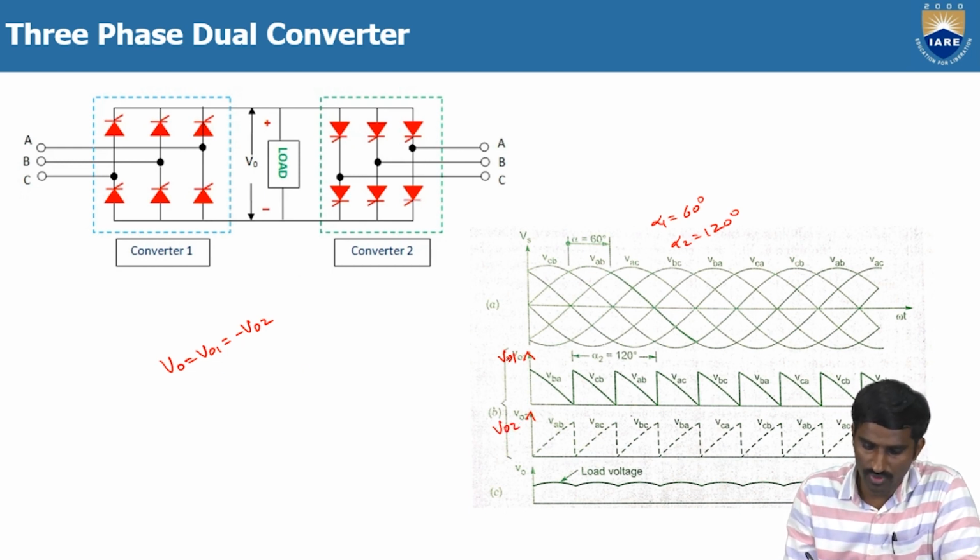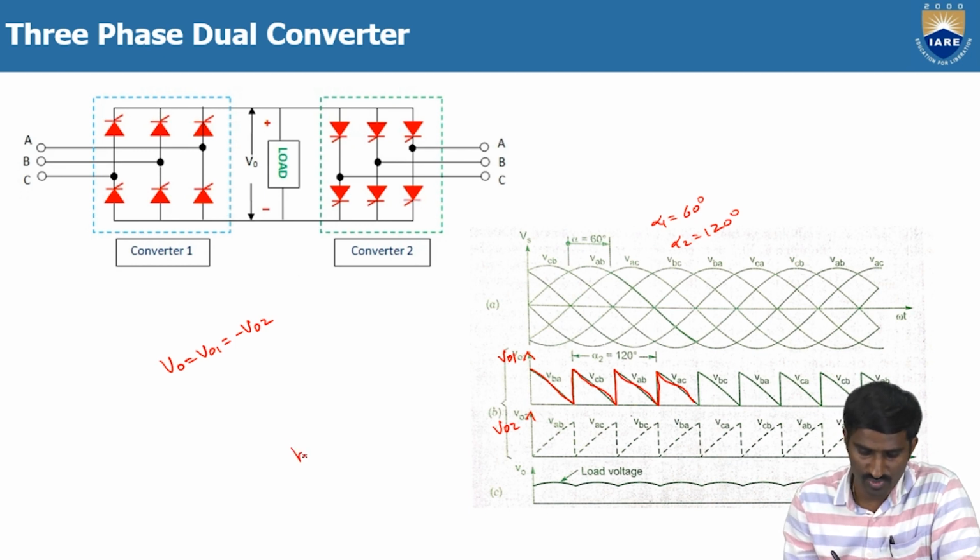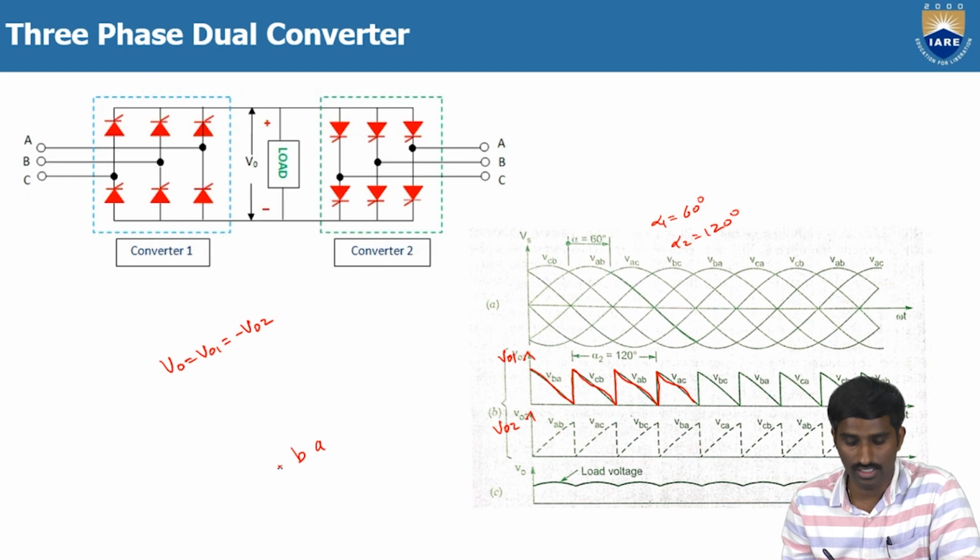The V01 waveform is the same as the three-phase rectifier, whose output voltage waveform is like this. We can take it from either the phase voltages or the line voltages. So this is VBA, VCA, VAB. Here, from 0 to 60 degrees, only phase B and phase A are conducting. That's why VBA is equal to VB minus VA.